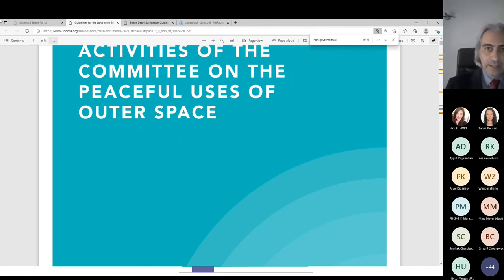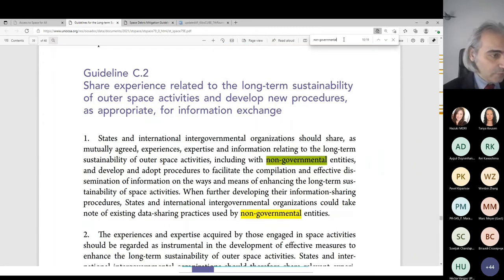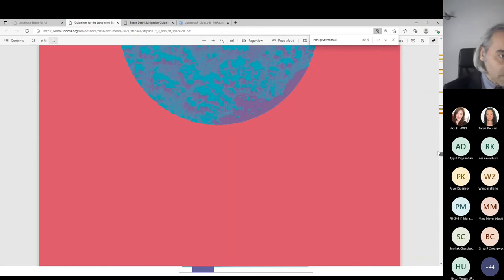Consider the spirit of the guidelines. You will see when you are looking at the document that there are a lot of references to national and international organizations, a lot. But there are also references to non-governmental organizations, which in some cases can be applicants to Access to Space for All. And it actually made emphasis on the non-governmental entities. I'm probably going too fast because this was supposed to be in the preamble.